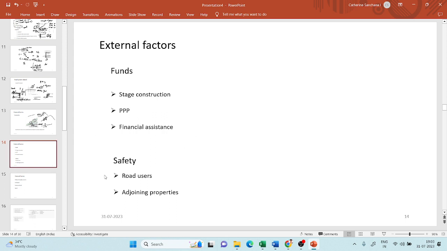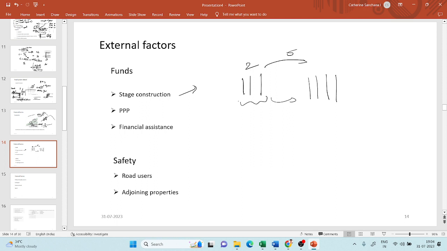And there are some more external factors like the funds available. So when you plan for construction, you should have the amount of money to construct. If you do not have the money, you can go for three options. One is stage construction, wherein you say that for the current traffic it is enough if I provide two lanes, for example. And maybe 5 years down the line, I have to increase the number of lanes to three lanes. So this is called stage construction.